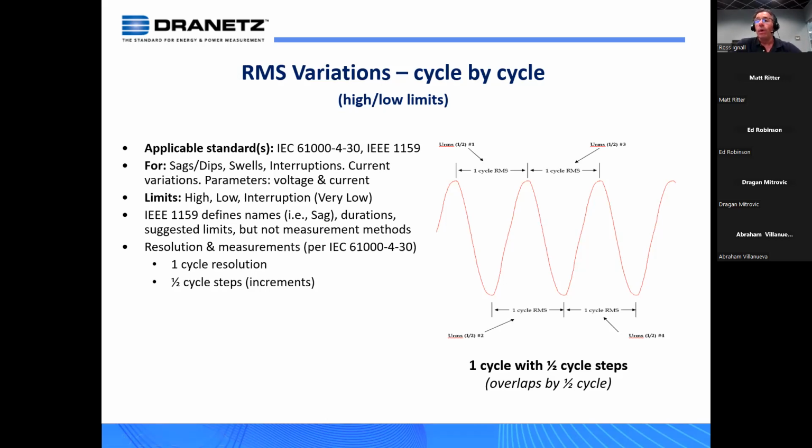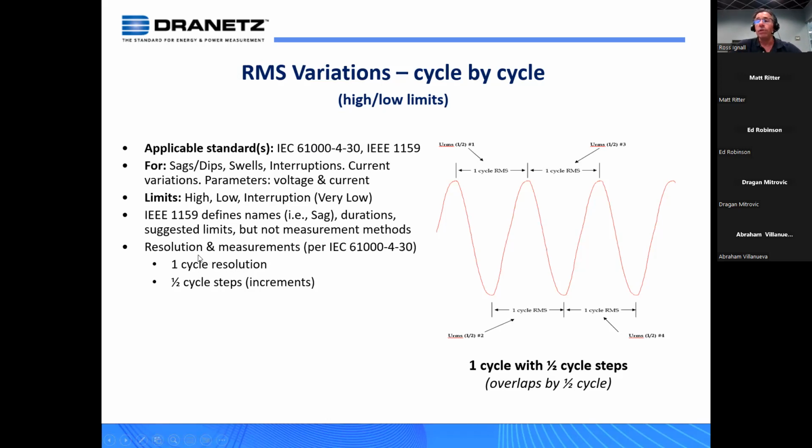Okay. A point here in the United States is that 1159 defines names, i.e. sag, durations, and suggested limits. Durations measure how long it's been out of limits, and the limits and the minimum and maximum while it's out of limits. But 1159 does not define the measurement methods. Those are defined by, and what's implied to be used around the world, including in the United States, is 61000-4-30. The resolution and the measurements, again, per 61000-4-30, have remained basically unchanged since its first edition back in 2003, 4, 5, something like that.